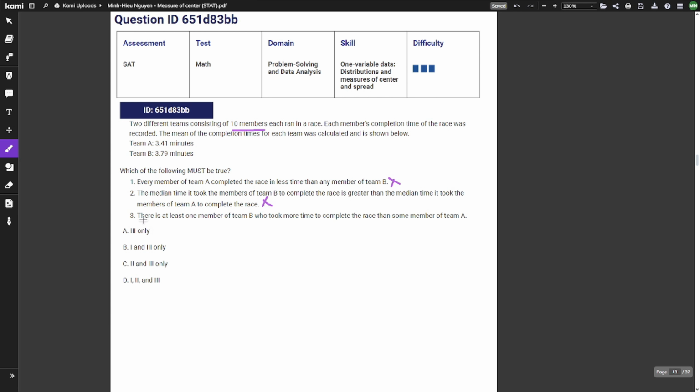Then number 3, there is at least one member of Team B who took more time to complete the race than some member of Team A. And this would be true because if there's at least one person that took more time, that would result in Team B having a slower average. So the only possible true answer is going to be 3, or our answer choice would be A.